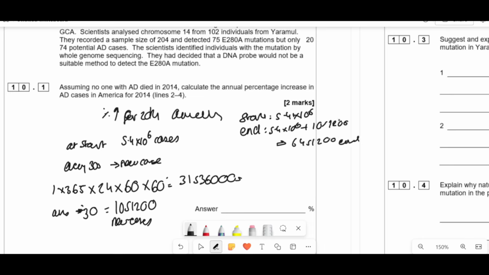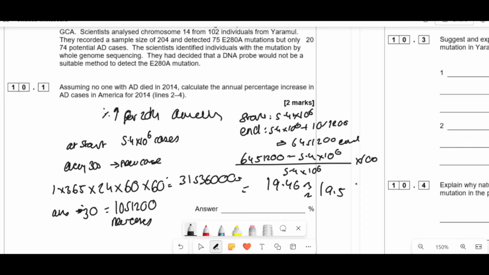The question's saying the annual percentage increase. This is across 1 year, so you would do the end minus the start, over the start. So 6,451,200 minus 5.4 times 10 to the 6, divided by the start, which was 5.4 times 10 to the 6, times 100. If we do that, that gives us 19.46, which is roughly 19.5%.